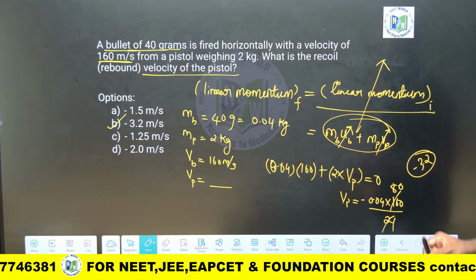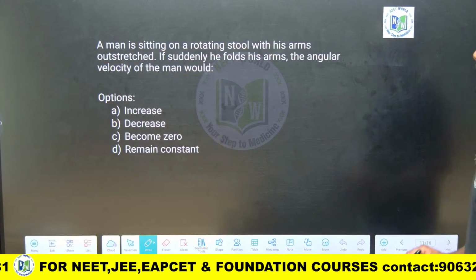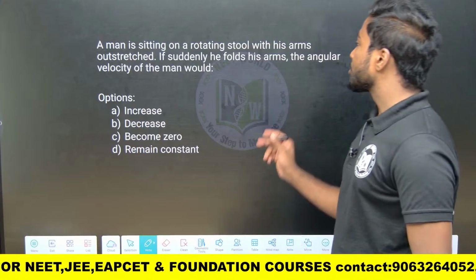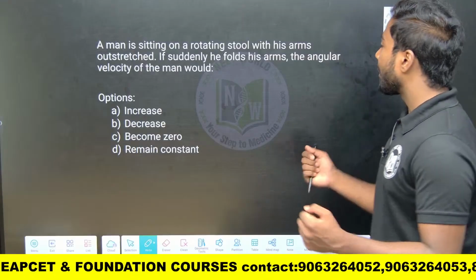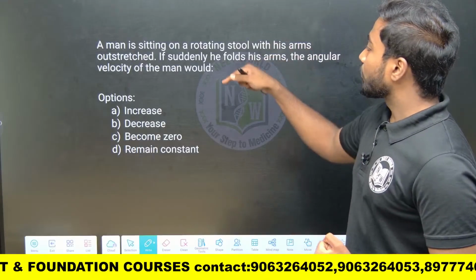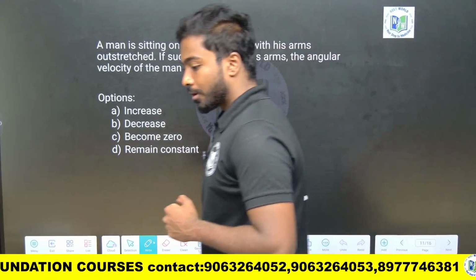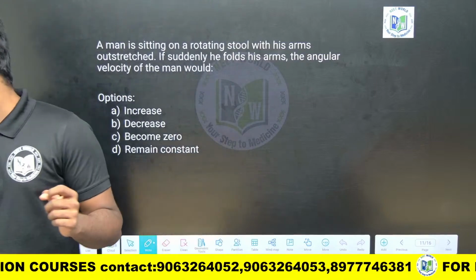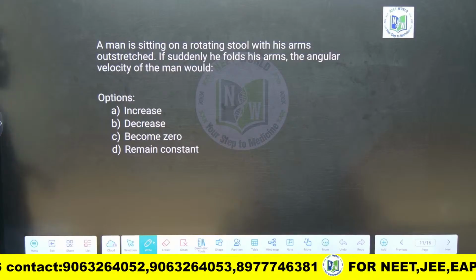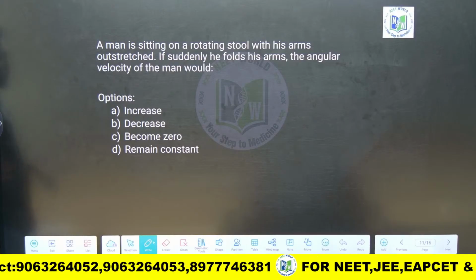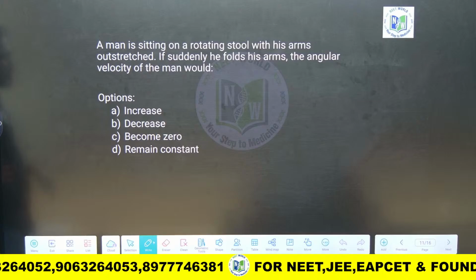Okay, we'll go for the next question. A man is sitting on a rotating stool with his arms outstretched. If suddenly he folds his arm, the angular velocity of the man would. Okay, look in the question and you can answer it easily, guys. This is the easiest question. One of the questions asked in NEET PYQs.